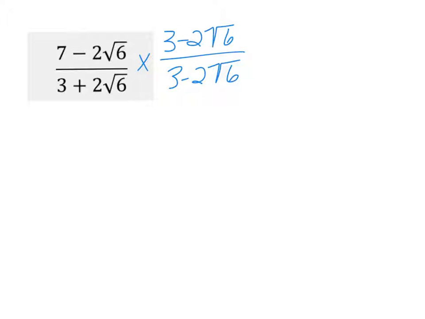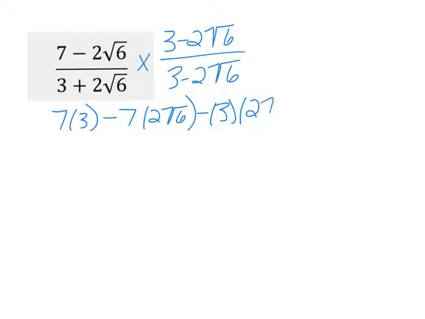our numerators. So we're going to multiply 7 by 3 first. Minus 7 times 2 the square root of 6, minus 3 multiplied by 2 square root of 6, plus negative 2 multiplied by the square root of 6 squared.